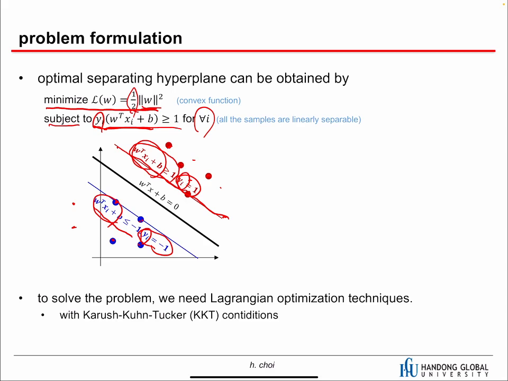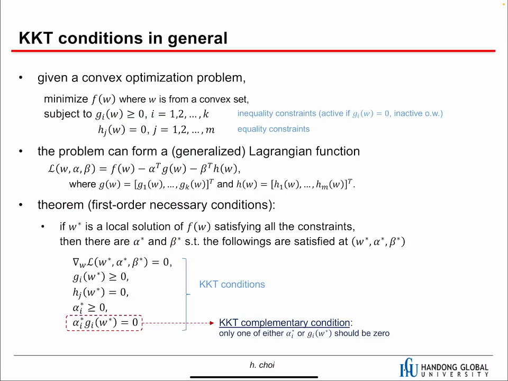Okay, so to solve this problem, we need Lagrangian optimization techniques like KKT conditions. So let's talk about KKT conditions in general. Given a convex optimization problem, minimizing this objective function, there are some constraints, inequality constraints and equality constraints. In SVM problems, we don't have an equality constraint, but in general, we can have inequality and equality constraints.